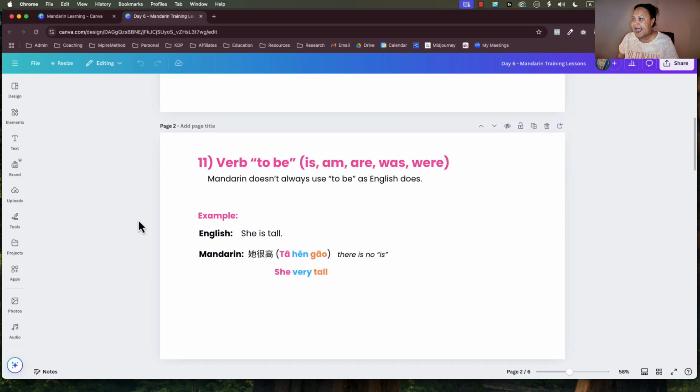Or is, am, are, was, and were. Mandarin doesn't always use to be as English does. Now, the example here says she is tall. That's what we would say. We would say she is tall. But in Mandarin, they would say ta hen gao. Gao. Ta hen gao. There is no is, right?